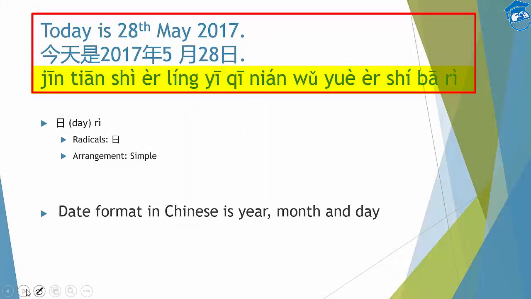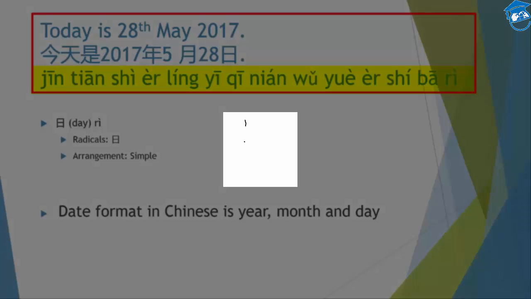Next is 日. 日 is dedicated for day, and if you still remember, it also means the sun. This is the pinyin, and the radical is this one, so the arrangement is simple. Here's how to write 日: 1 2 3 4 日.